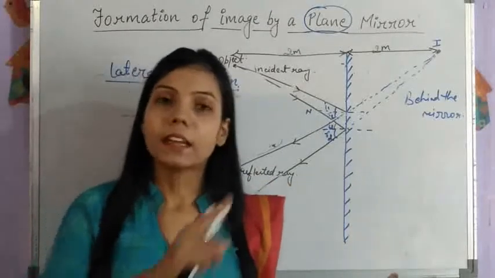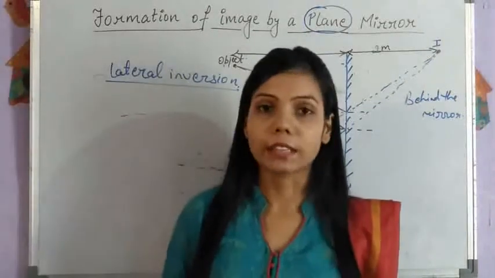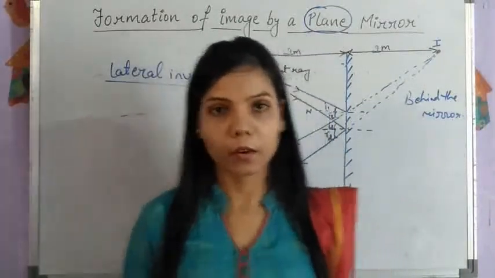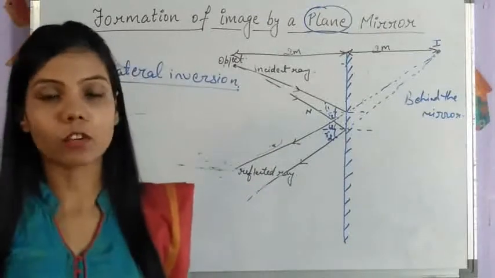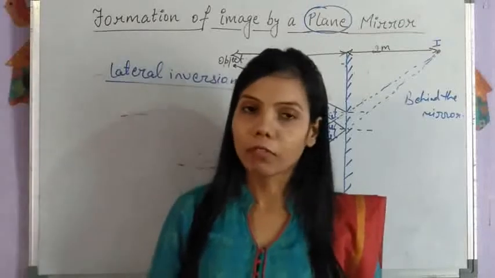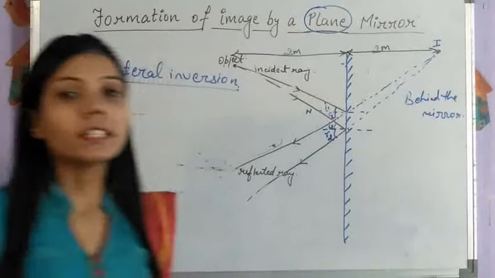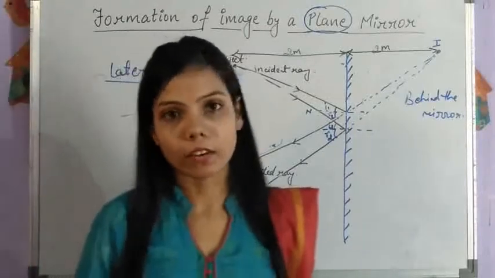Laterally inverted means our right part becomes left and the left part becomes right in the form of the image. Okay, not in real. In real it does not happen like this. But when we see our image in the mirror, we find the left side on the right part and the right side on the left part. So this is the effect which is known as lateral inversion.